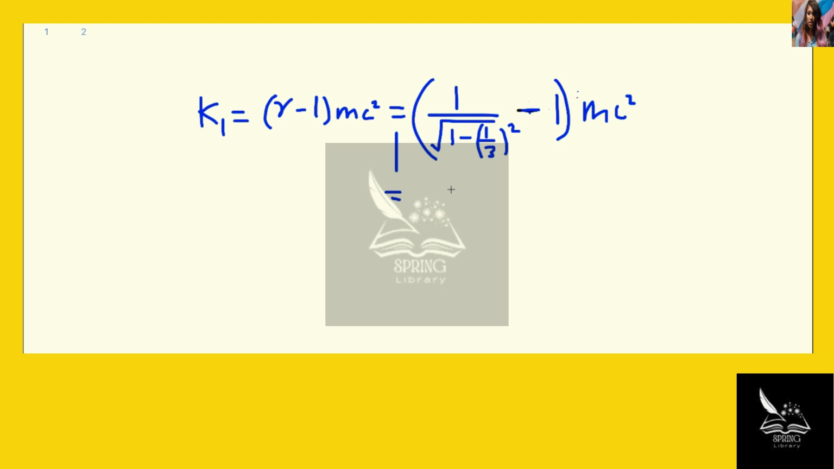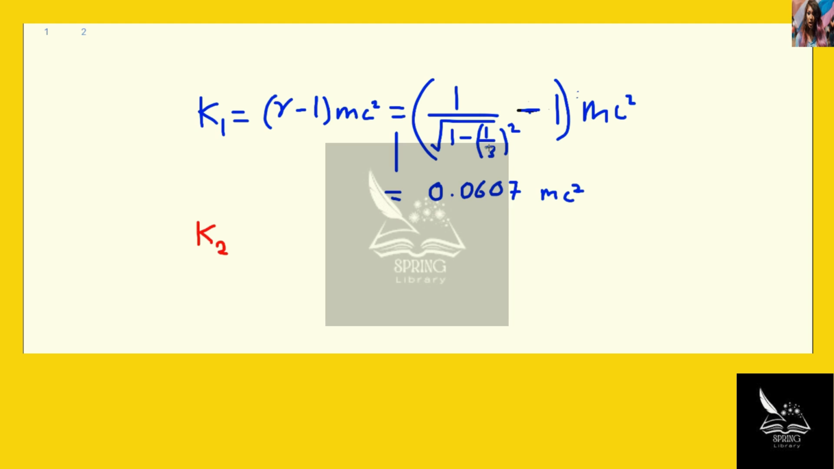and this turns into 1/9. So 1 over all of this minus 1 will give you 0.0607 times mc squared. Again, leave the answer in terms of mc squared because it'll be easier to take the ratio.